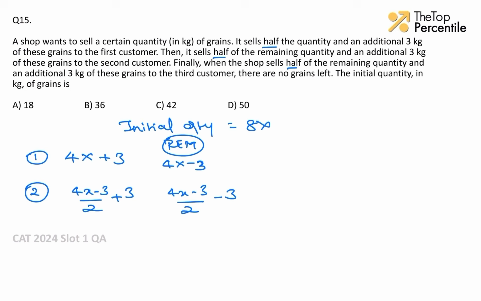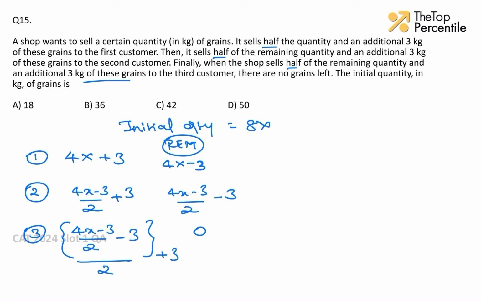So finally, when the shop sells half of the remaining quantity and an additional 3 kg of these grains to the third customer, there are no grains left. So to the third customer, when they sell (4x minus 3) by 2 minus 3, half of this plus an additional 3 kg, there's no grains left. So we can say that these two quantities are equal. So what we'll do is we'll equate them here.